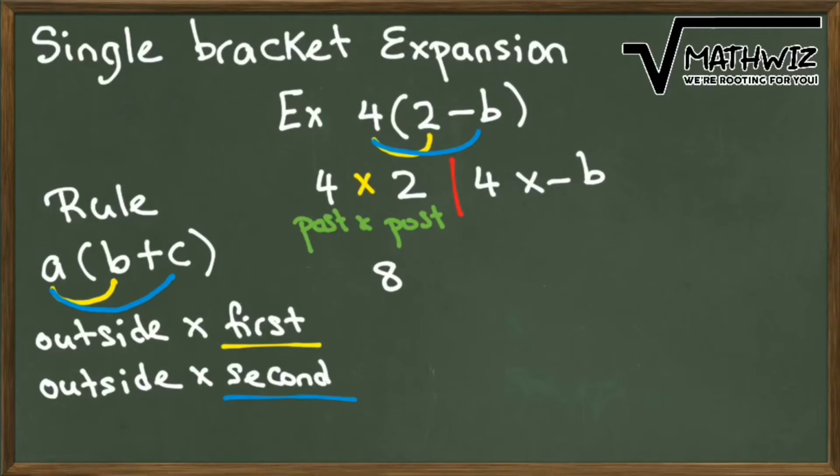We then want to move on to after the separation. So we have a positive, and how do I know that is a positive? Because whenever we see numbers without signs, we assume they are positive. So we have a positive multiplied by a negative, and the rule says that this is going to be negative. And then 4 times b will give me 4b.